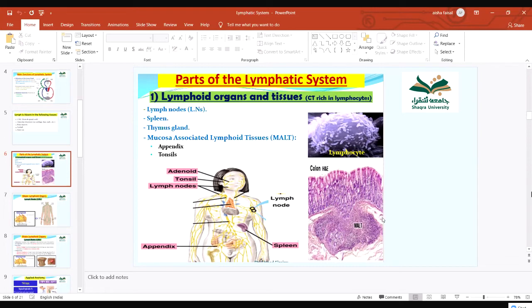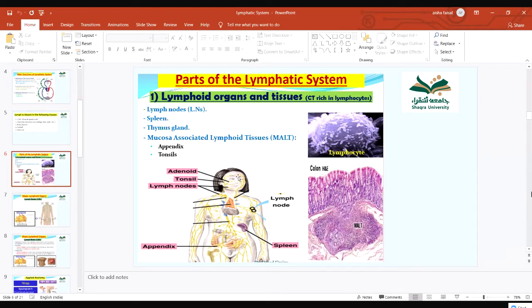You can easily feel them as a separate entity. You can anatomically differentiate them, feel them. But in some parts, like in the GIT and in the bronchus, these are not so organized. You cannot differentiate them anatomically. You can only see them on histological sections. So these are diffuse, but the adenoids and tonsils, which are organized masses of mucosa associated lymphoid tissue, can be felt and differentiated anatomically.